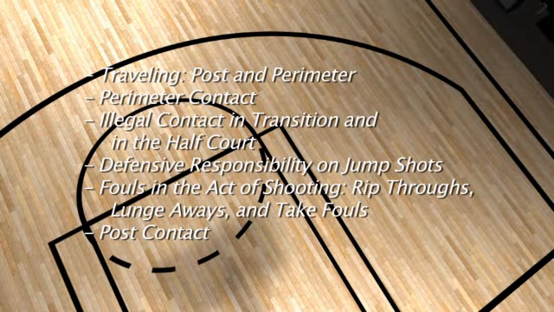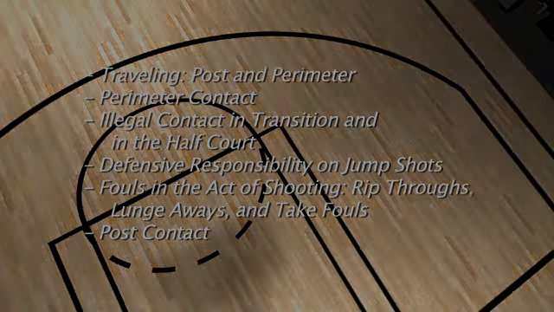The purpose of this video is to highlight certain areas of officiating that we have been focusing on with referees and to serve as a reminder concerning the administration of other rules. Areas we have been focusing on with referees are traveling post and perimeter, perimeter contact, illegal contact in transition and in the half court, defensive responsibility on jump shots, fouls in the act of shooting, rip-throughs, lungeaways, and take fouls, and post contact.